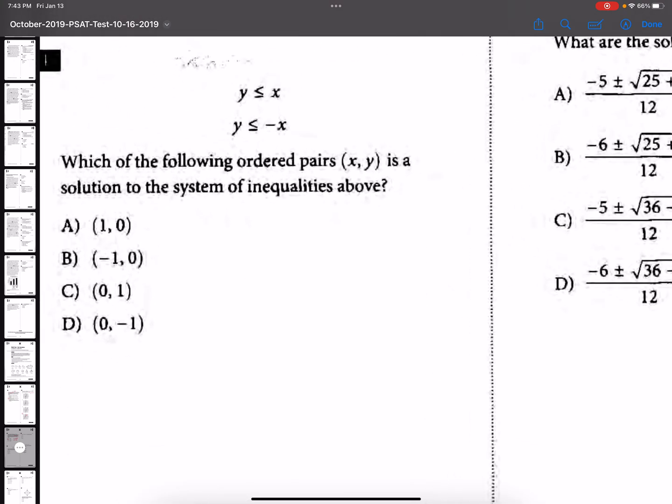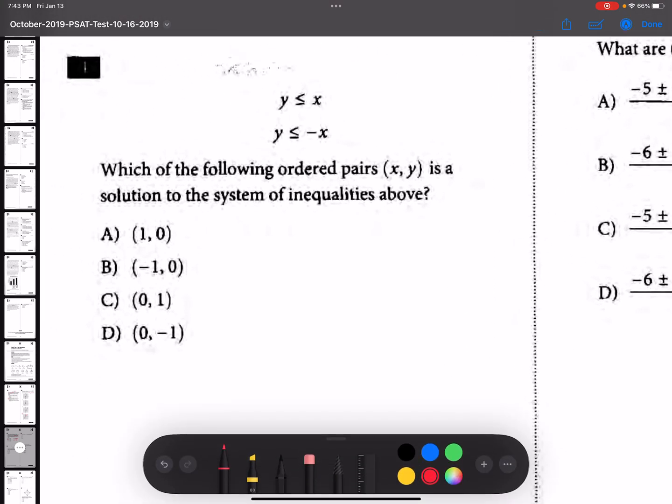Okay, next question. This is ordered pairs. We just substitute each of these ordered pairs into here. We take the first one, 0 is less than or equal to 1, but 0 is not less than or equal to -1. So A is not the answer. We take B, 0 is not less than -1. Nope. 1 is not less than or equal to 0. Nope. And D, -1 is less than or equal to 0, and -1 is less than or equal to 0. So D is our answer.